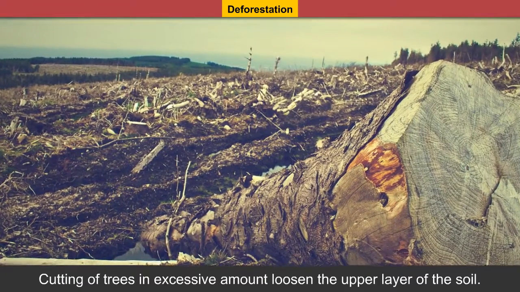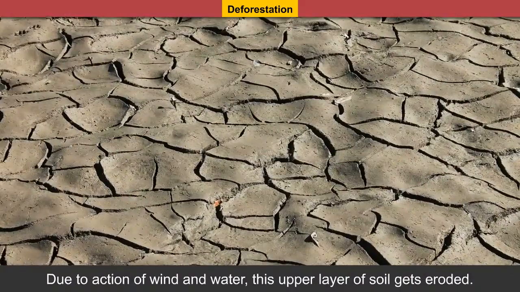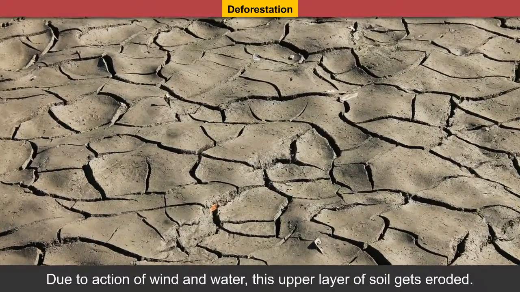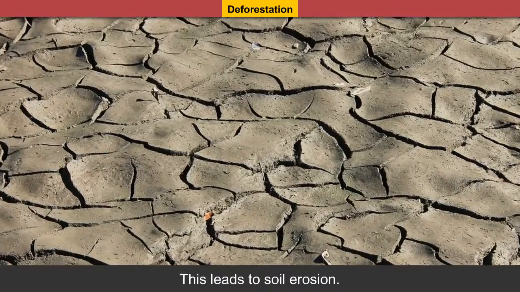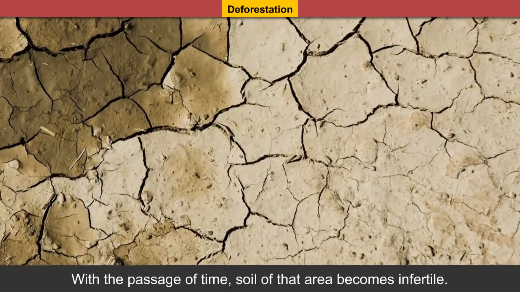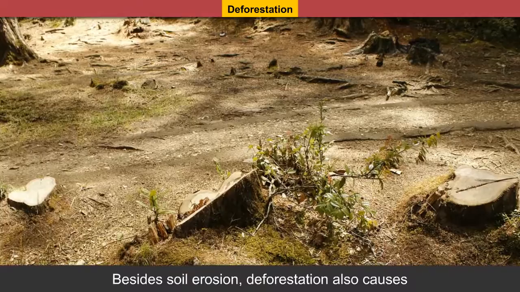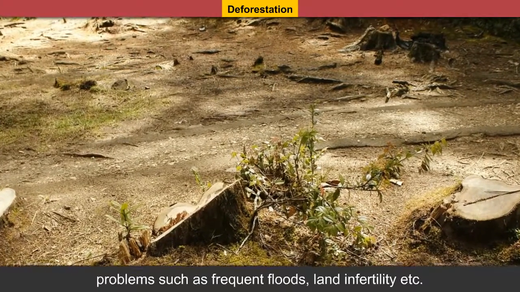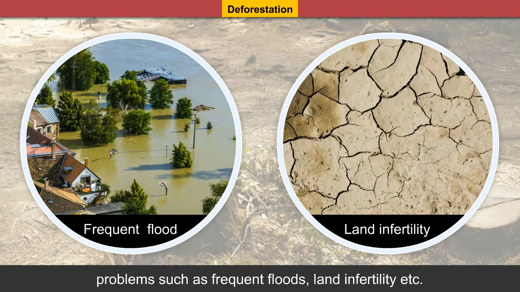Cutting of trees in excessive amount loosens the upper layer of the soil. Due to action of wind and water, this upper layer of soil gets eroded. This leads to soil erosion. With the passage of time, soil of that area becomes infertile. Besides soil erosion, deforestation also causes problems such as frequent floods, land infertility, etc.